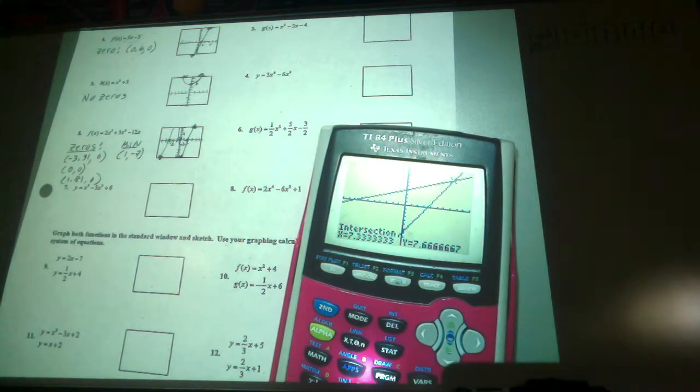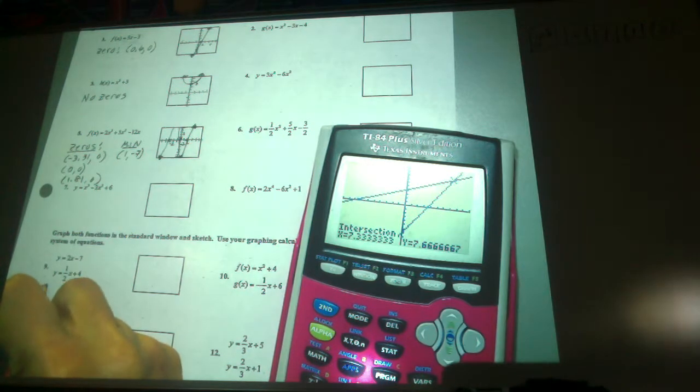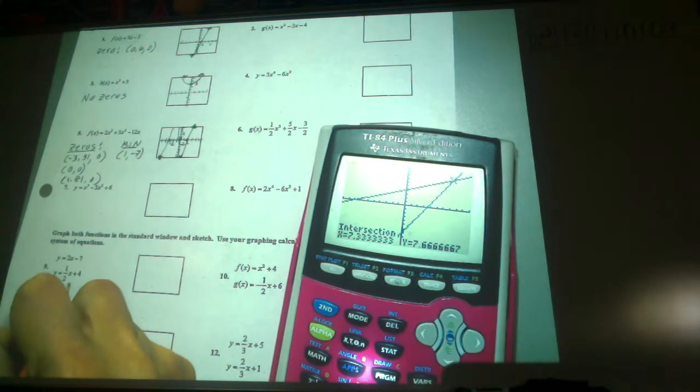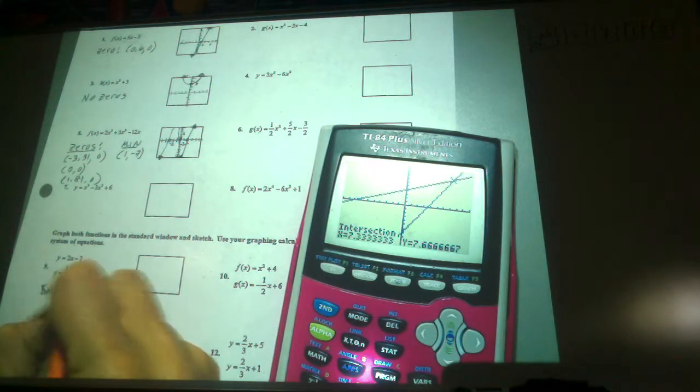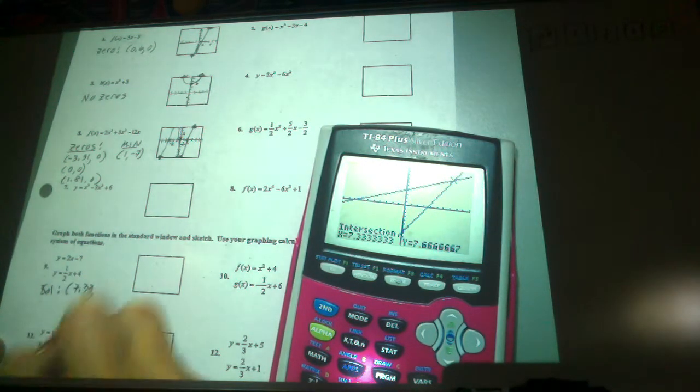So also three entries again. So round to two decimal places, our intersection, or our solution, is 7.33, 7.67.